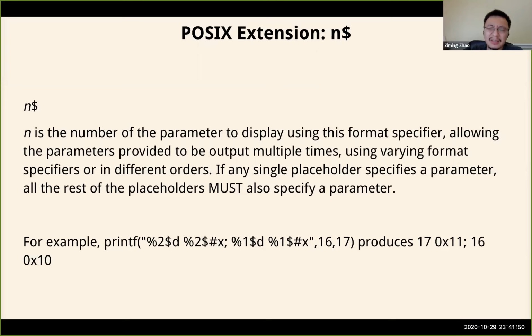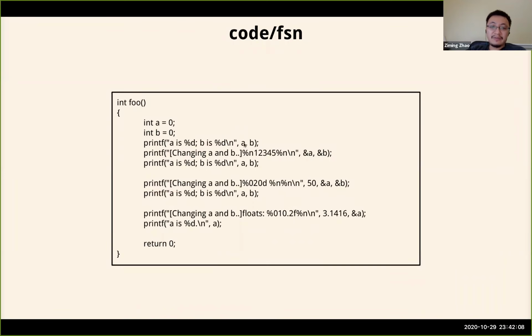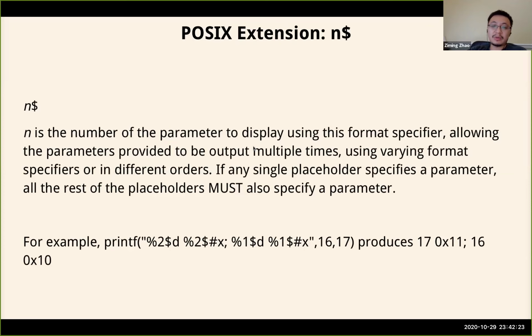You have to use n as the specifier. So here n is just a placeholder for a number. n is the number of the argument parameter to display using this format specifier. Problem with the traditional syntax: if you have two arguments, then you should have two percentage signs. What if we want to reuse one of those? The syntax doesn't allow you to do that. If you want to reuse that, you have to specify the argument twice or multiple times. So this one solves that problem.